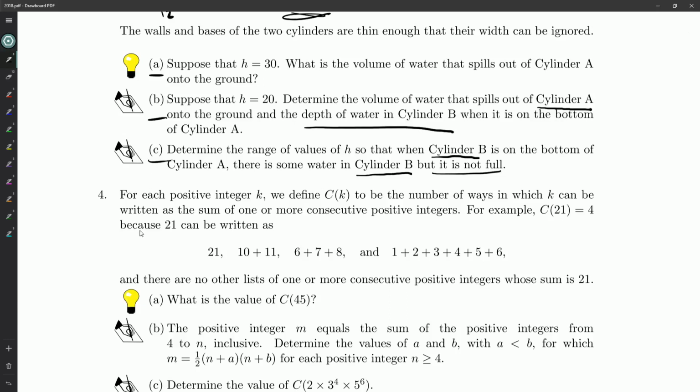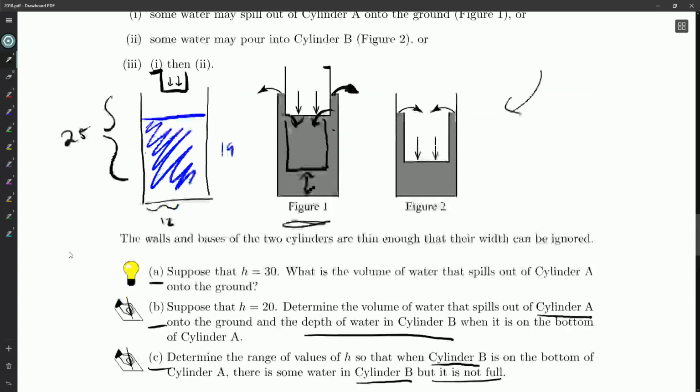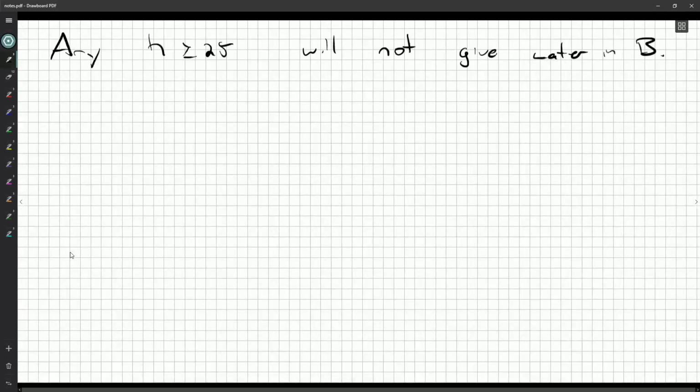So, what could we do? We need to have water in B. So automatically any height above 25 and above is out. And that's probably something worth mentioning. So any H greater than or equal to 25 will not give water in B. Okay.